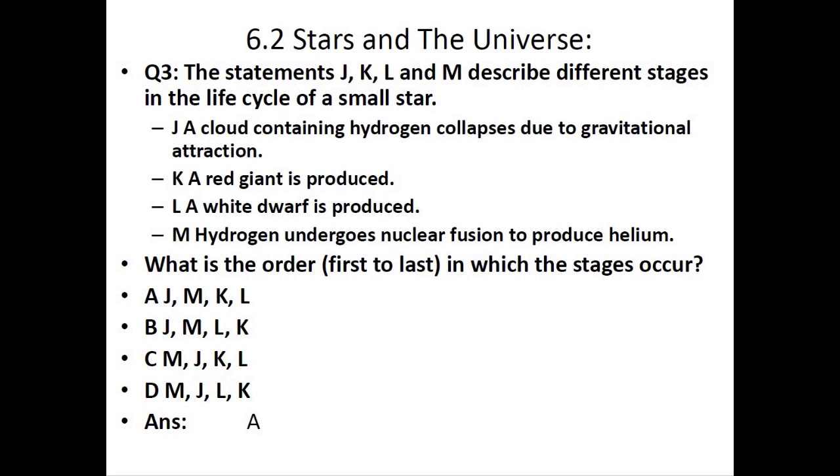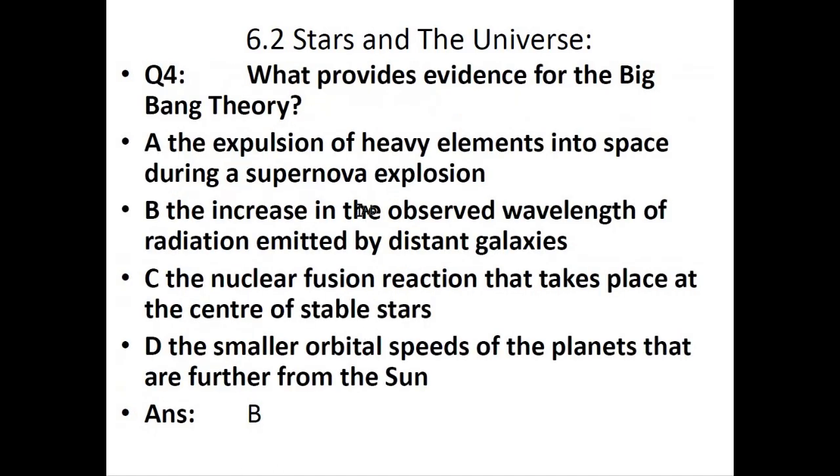Then the third one should be a red giant is produced, and the fourth one should be a white dwarf is produced. So it should be J, M, K, L, and that sequence is given in option A. So A would be our correct answer.